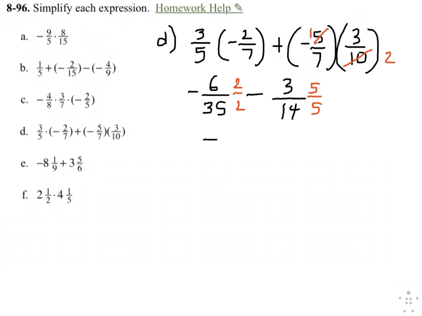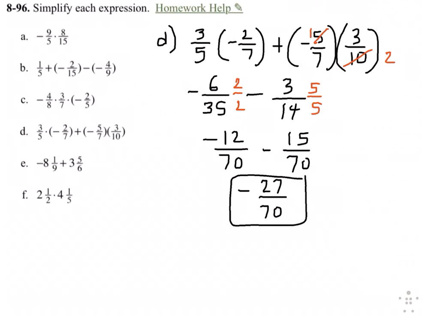So now I have negative 12/70 and negative 15/70, which gives me negative 27/70. And there's our answer in simplified form for D.